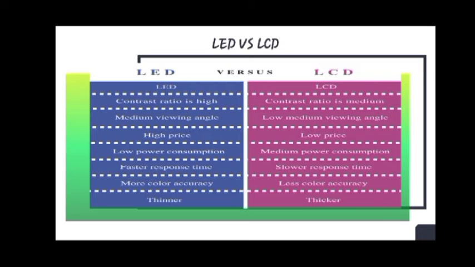LED versus LCD. First table is LED and second table is LCD. Contrast ratio is high; on the other side, contrast ratio is medium. Medium viewing angle, low to medium viewing angle, high price, low power consumption, medium power consumption, faster response time, slower response time, more color accuracy, less color accuracy, thinner or thicker. This means to say LED is more accurate than LCD.